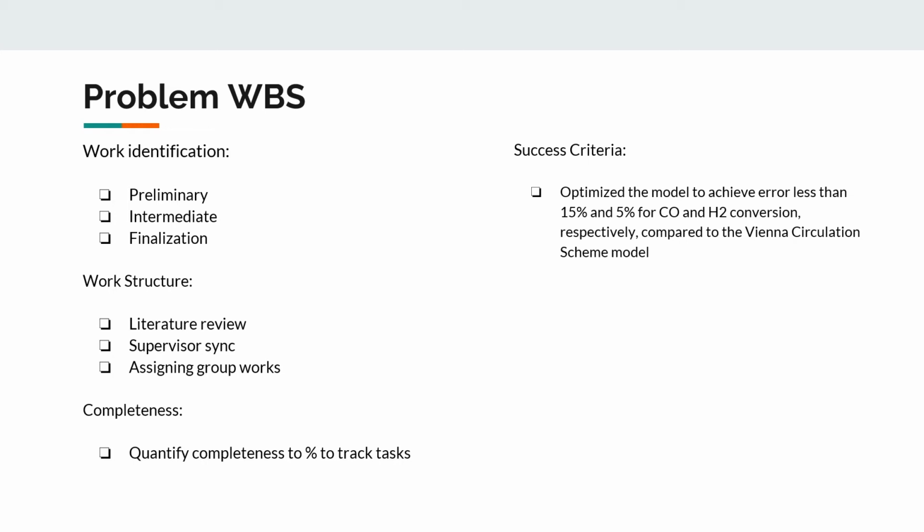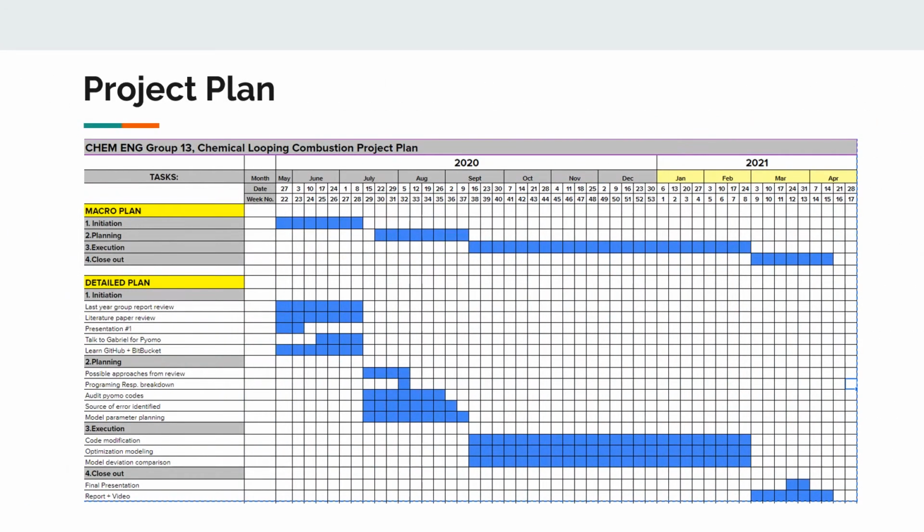For success criteria, if we achieve a model with an error that is less than 15% and 5% for the carbon monoxide and hydrogen gas conversion respectively, we consider that a success, because that is the discrepancy obtained between last year's report and the Vienna circulation scheme model. So here is a glimpse of the current project plan.